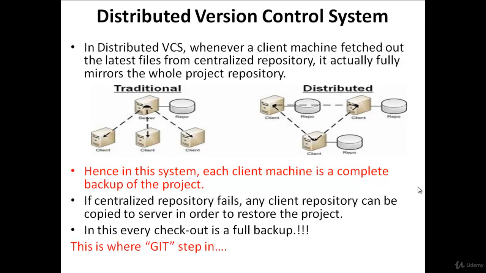So in a distributed version control system, whenever a client machine fetches the latest files from the centralized repository, it fully mirrors the whole project repository onto its local machine. Let's say you can see these two images over here. One is the traditional one and one is the distributed one, right? In the traditional one, let's say all these client machines are connected. They are checking in and checking out code from this repository, and this repository is connected to this server, right?